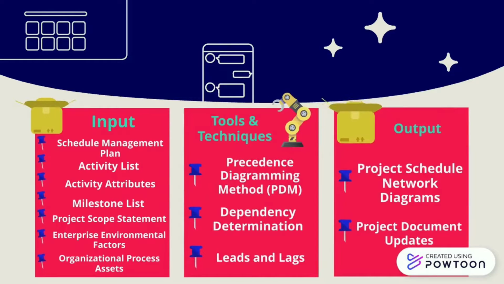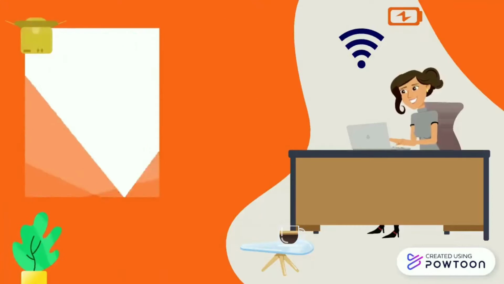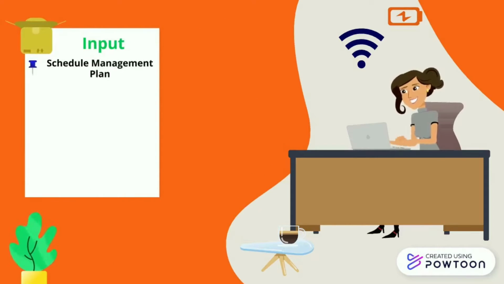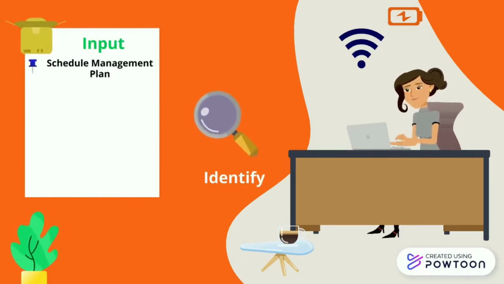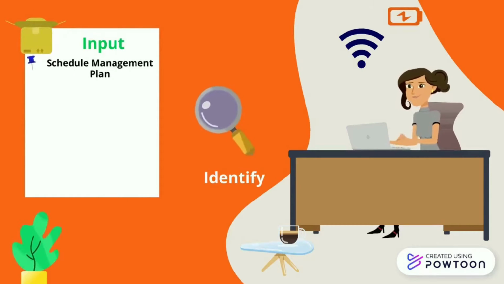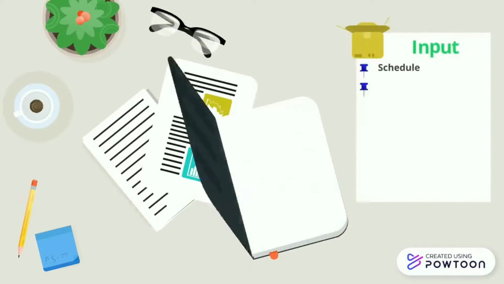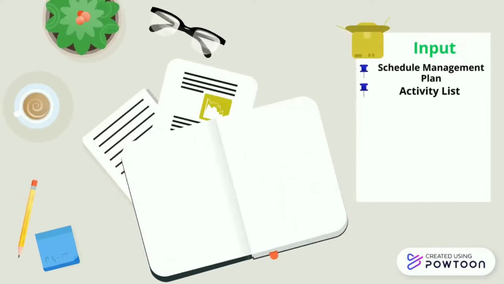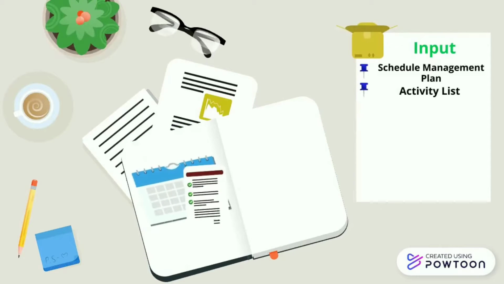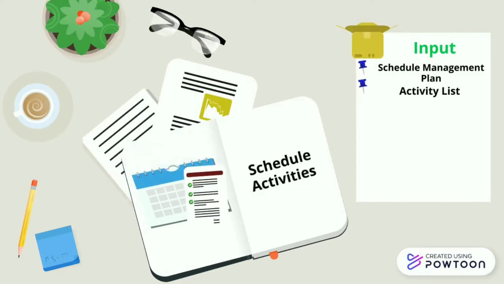So first, let us discuss the input. One of the inputs is what we call the schedule management plan. It identifies the scheduling method and tool to be used for the project, which will guide how the activities may be sequenced. The next one is called activity list. The activity list is a comprehensive list including all scheduled activities required by the project. The activity list includes the activity identifier and a scope of work description for each activity in sufficient detail to ensure the project team members understand what work is required to be completed.